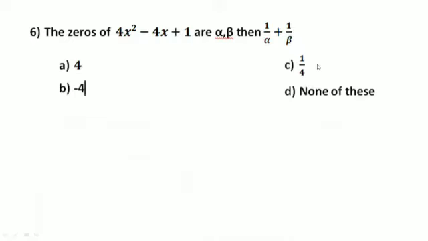The zeros of 4x square minus 4x plus 1 are alpha comma beta, then find 1 by alpha plus 1 by beta. 1 by alpha plus 1 by beta we need to find, children. Got it?